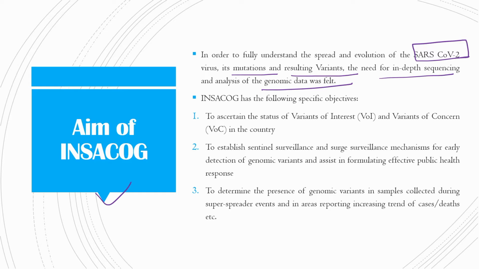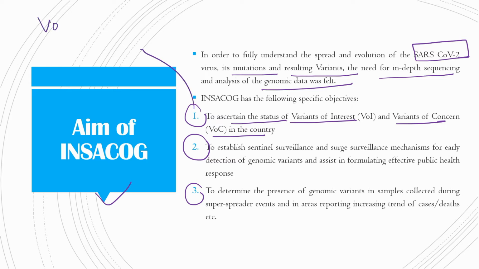And specifically, there are three things which are to be focused on. The very first is to ascertain the status of variants of interest, variants of concern, in the country. So when we talk about VOC, there are a few more terms with it. Let's understand what these are.